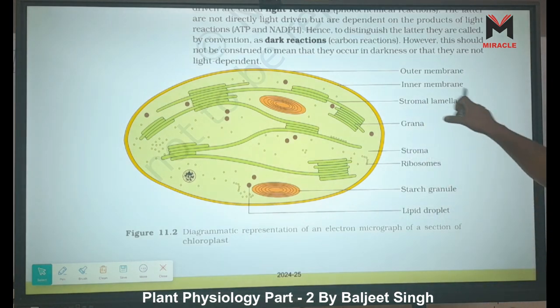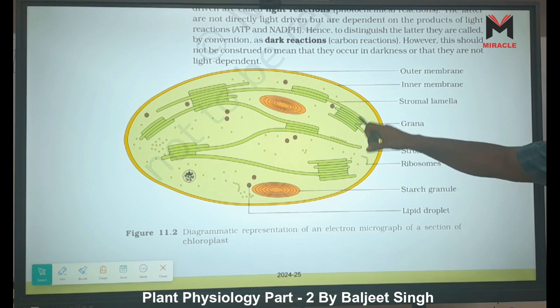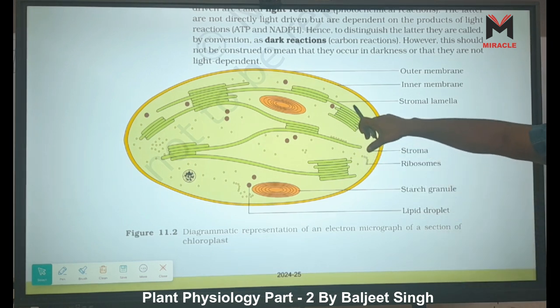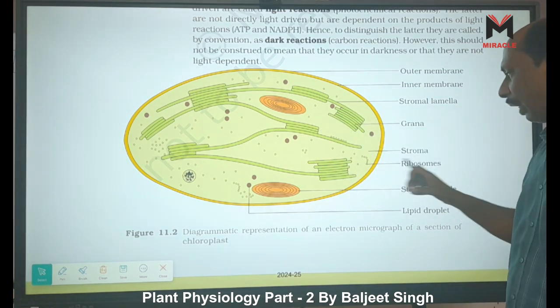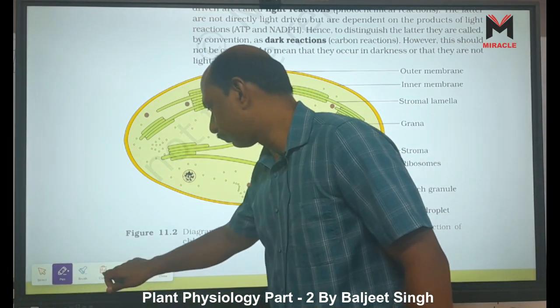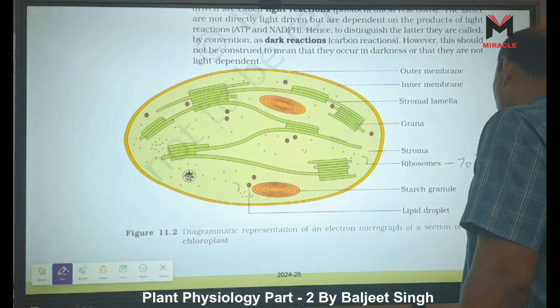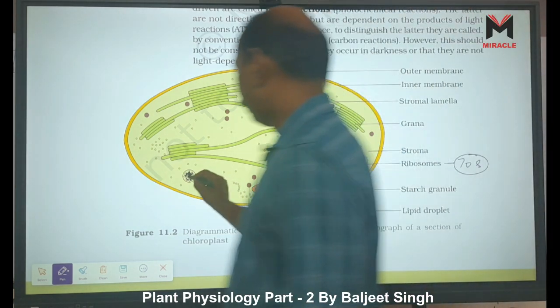Now here is the stroma lamella, and this is the grana, the grana thylakoids. Here we have stroma lamella and grana lamella. This is the stroma. Stroma is the matrix. These are ribosomes. Which type of ribosome? 70S ribosome, right? And starch granules are there. Lipid droplets are there.